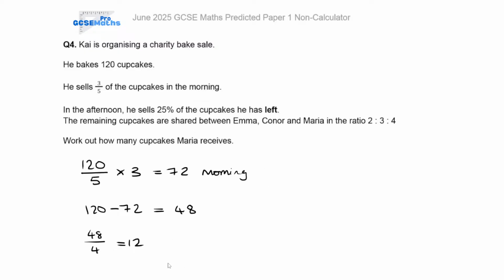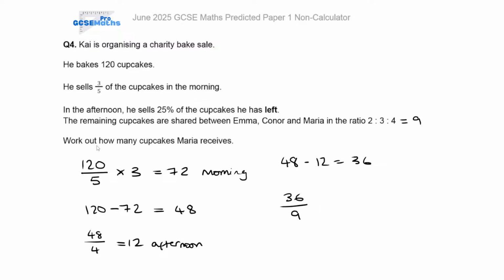So again, I want to take that away, don't I? You don't have to write these words, but I'm just doing it so you can see what these numbers are. That was the afternoon. So how many he has left after that is obviously 36, isn't it? And then that's what is shared between Emma, Connor, and Maria in the ratio. So we need to add those up. That gives you 9. So sharing out a ratio, divide by how many there are.